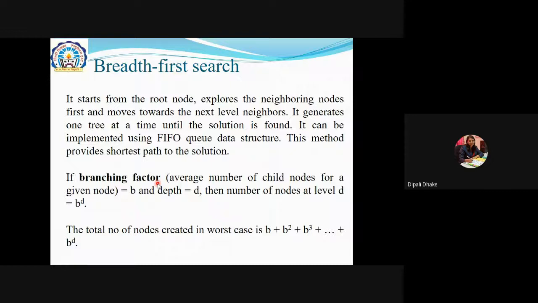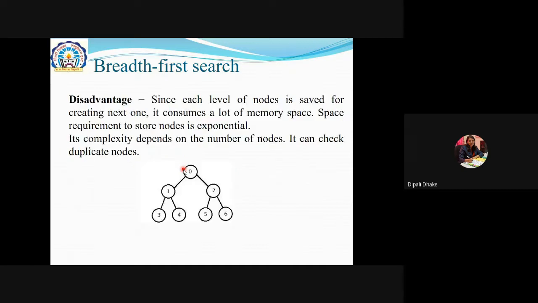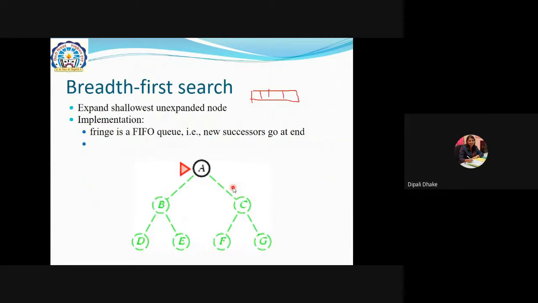BFS means what? Breadth first search. So basically, what we have to do, we have to solve it by using the nodes. Suppose we have one node and we have to reach another node. How will we reach it? How will we expand it? How will we explore it? That is the important part here.